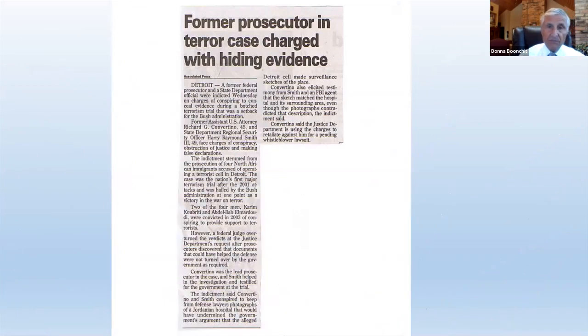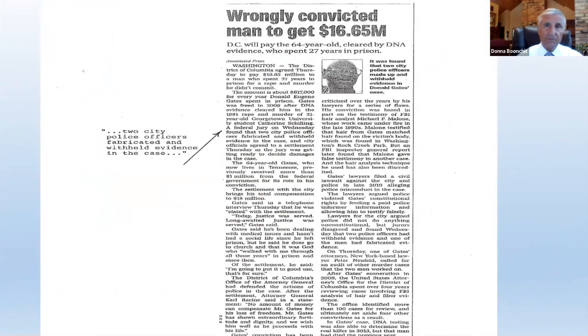And here are just some examples. Former prosecutor in a terror case charged with hiding evidence. This is the kind of thing that the courts were talking about. Wrongly convicted man receives money for a DNA clearance of his conviction. And on the left of the screen, it says two city police officers fabricated and withheld evidence in the case.